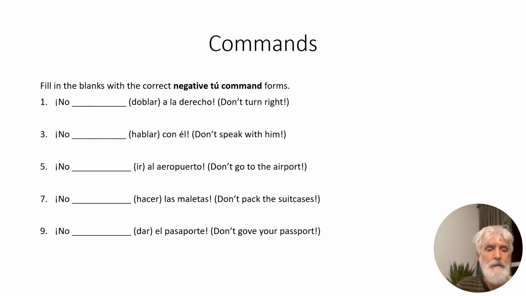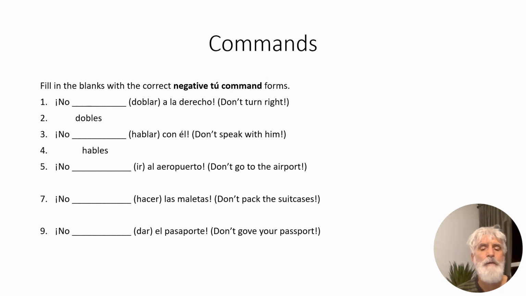Let's try it. These are negative tú commands, so I'm going to say don't turn right. Okay, so the verb is doblar, so the yo form is doblo. I drop the O and I get dobl-. And what ending do I put on? It's going to be an ES ending, no dobles. Here's hablar. It's an AR verb. It's going to be very similar. Yo hablo, I drop the O. Now what ending am I going to put on it? If I tell somebody no, don't speak with him, no hables con él.